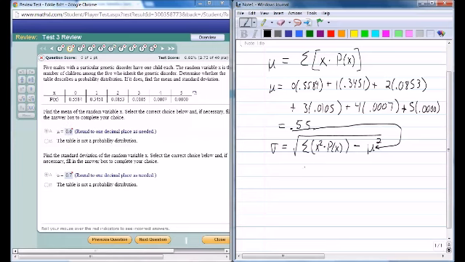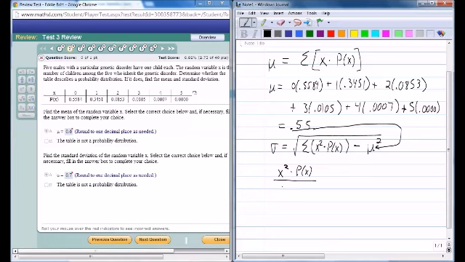Alright, getting back to this problem. We need to find the sum of x squared times p of x. So we say, where's the x squared come from? It comes from this table right here. When x is 0, there's a probability, so x squared times p of x.